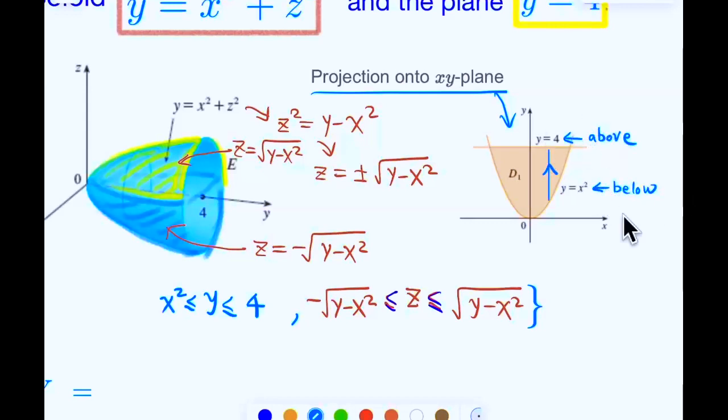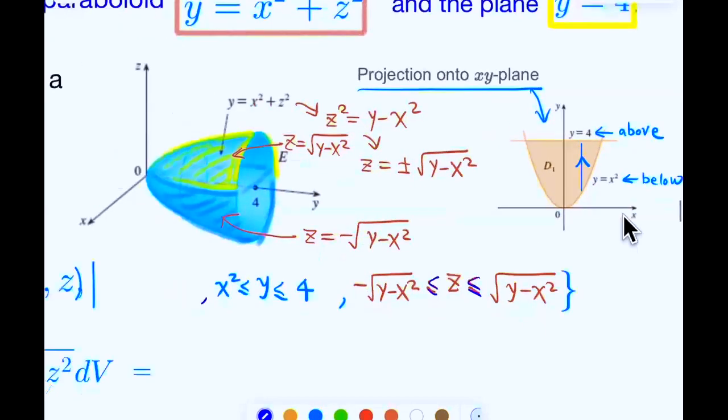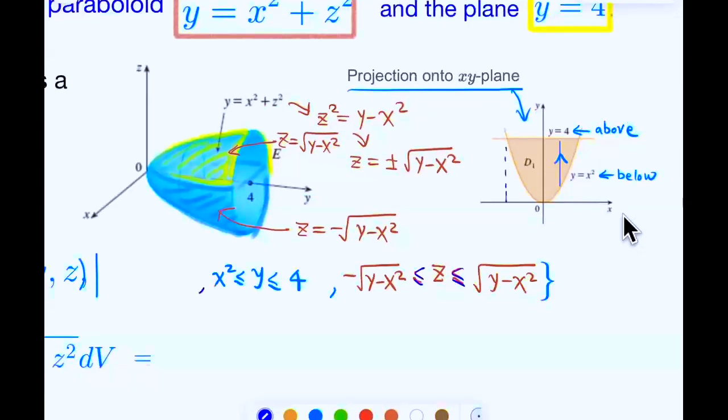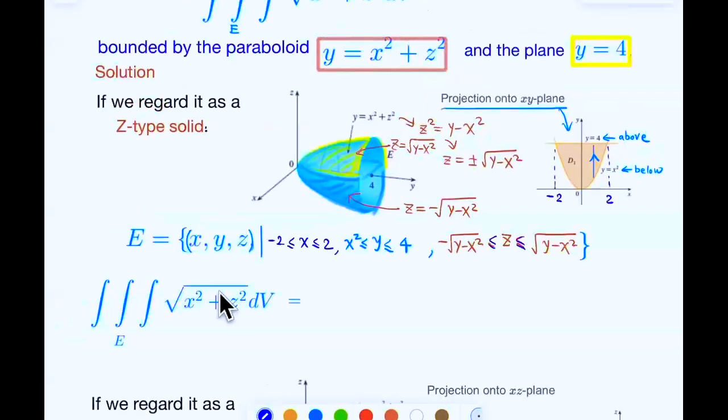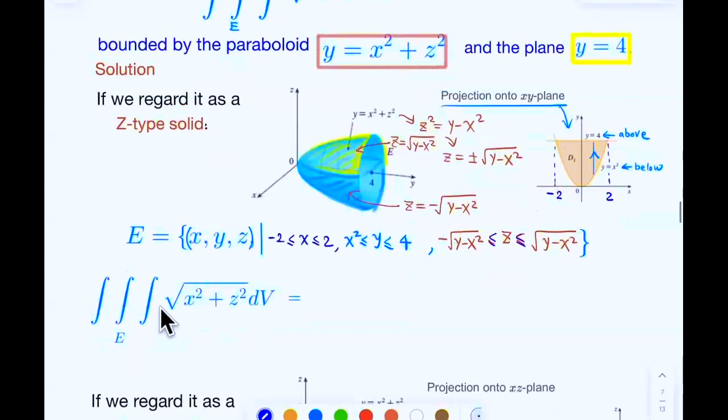Okay, and then finally, x going from what to what? Yes, you got it. It's negative 2 to 2. Because y equals 4, x has to be equal to positive or negative 2. So x goes from negative 2 to 2. Okay. So that's the region E. Now we're going to integrate the function given over the solid.